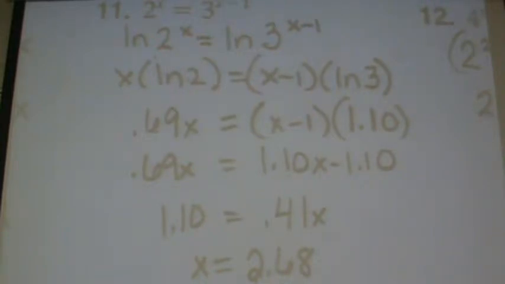Make sure you distribute correctly. The hardest part of these ones is just making those math errors, I think. And I've been busted doing that too, making math errors. So ln 2 is 0.69, ln 3 is 1.10. Distribute, move over the x, and divide, and you should get 2.68. Tell me if you get that. I get it. You got it?